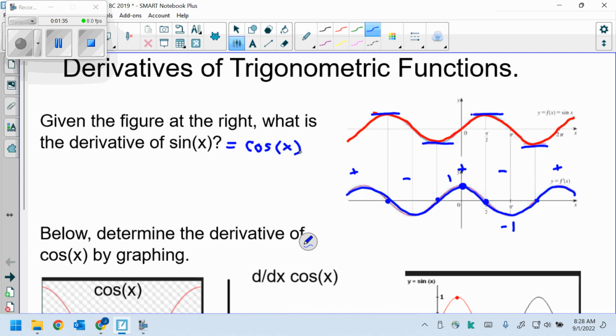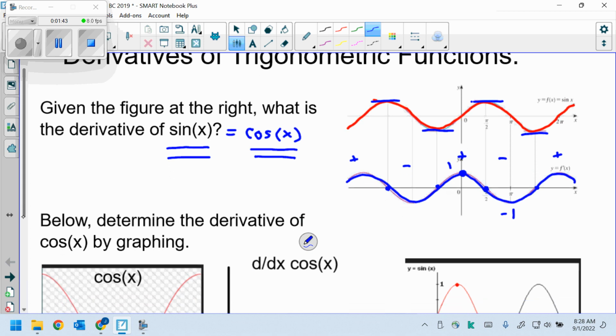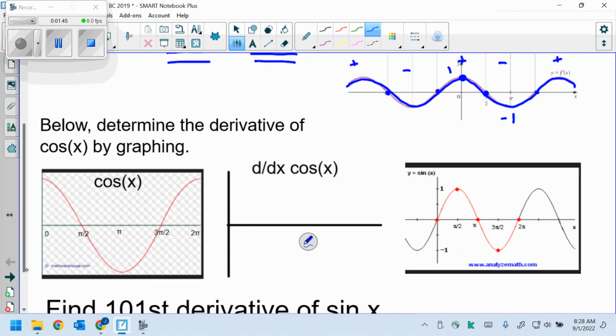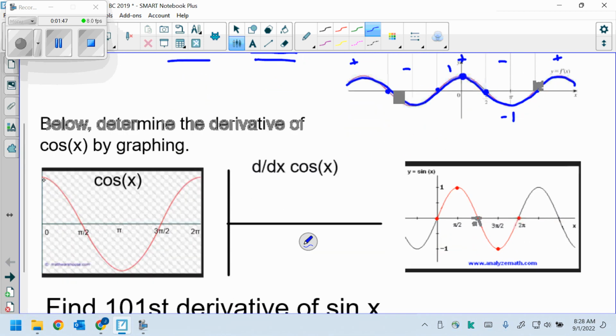And so if the derivative of sine is the cosine, would it make sense that the derivative of cosine is sine? Well, we check that out here. We've got cosine. And again, we could plot where the zeros are. Now, apparently here at pi, there is a slope of 0, so the value of the derivative is 0.